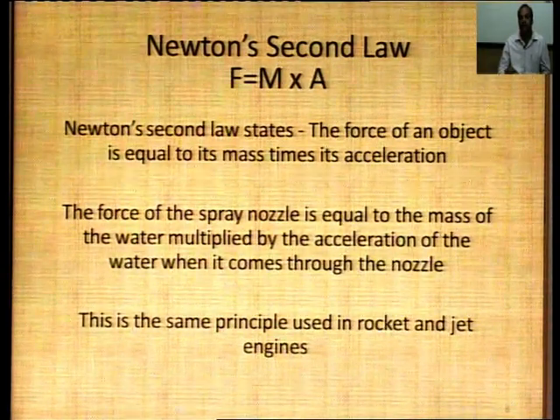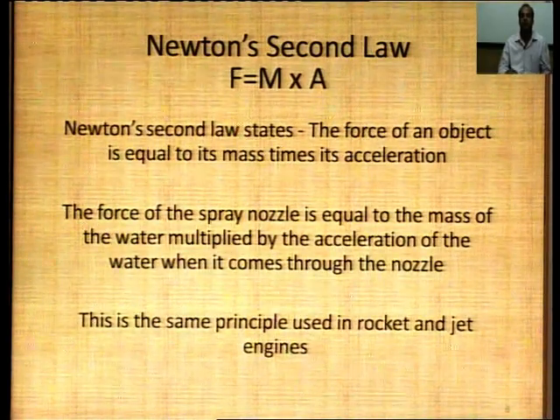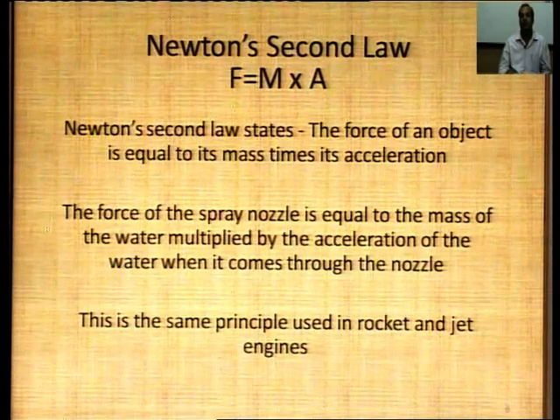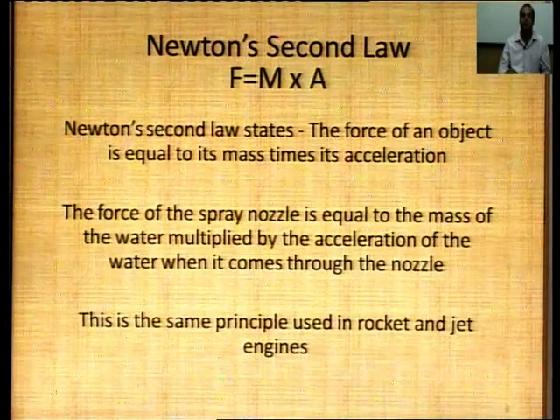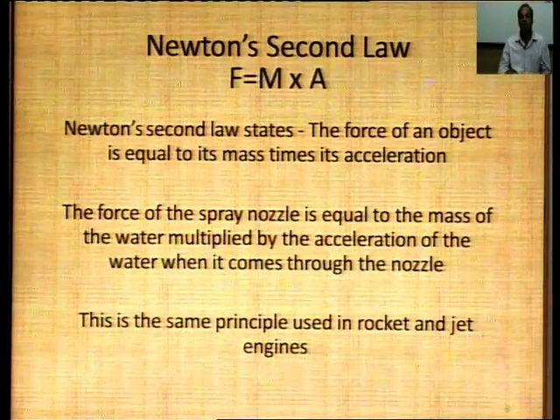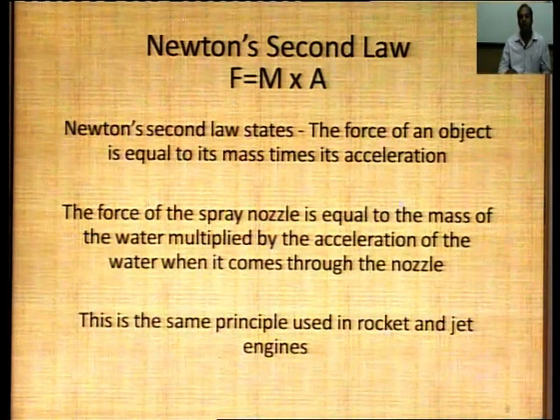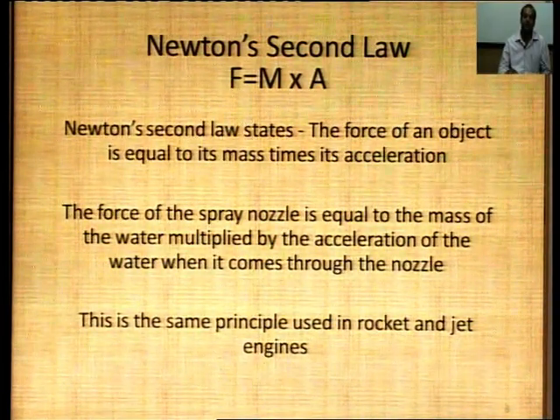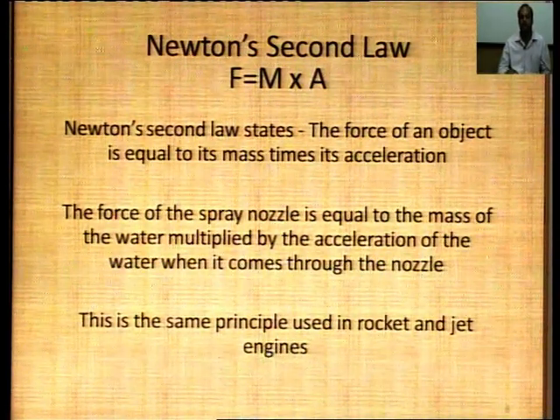What is Newton's second law? Numerically, F is equal to ma. Newton's second law states the force on an object is equal to its mass times its acceleration. The force of a spray nozzle is equal to the mass of the water multiplied by the acceleration of the water when it comes out of the nozzle. This is the same principle used in rockets as well as in jet engines.